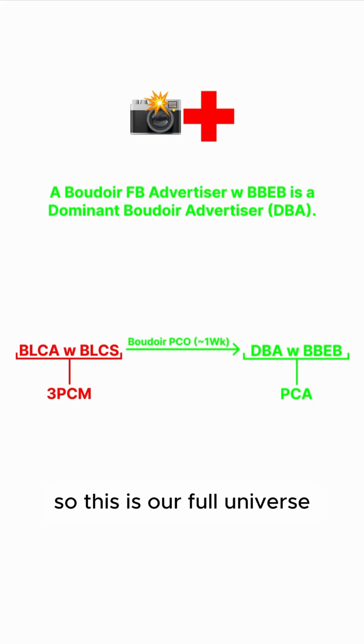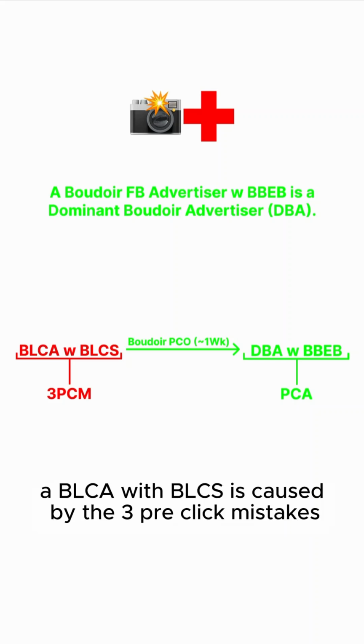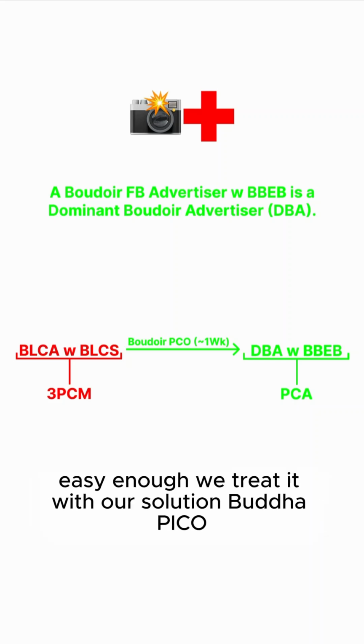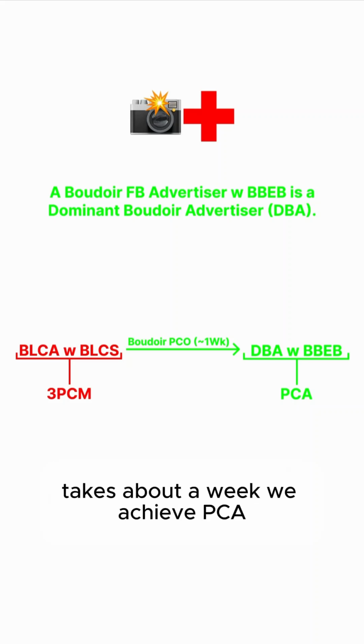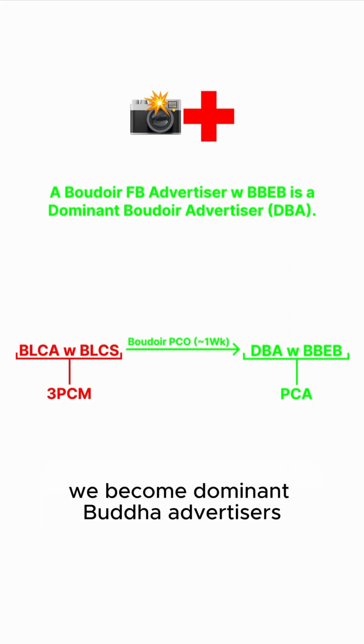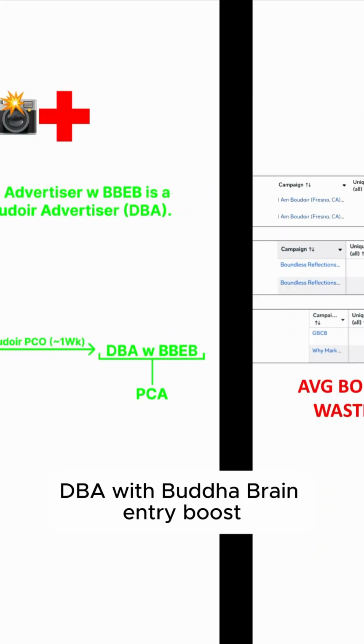So this is our full universe. A BLCA with BLCS is caused by the 3 pre-click mistakes. Easy enough. We treat it with our solution, Boudoir Pico. It takes about a week. We achieve PCA, the pre-click alignment, and we become dominant Boudoir advertisers, DBA, with Boudoir brain entry boost.